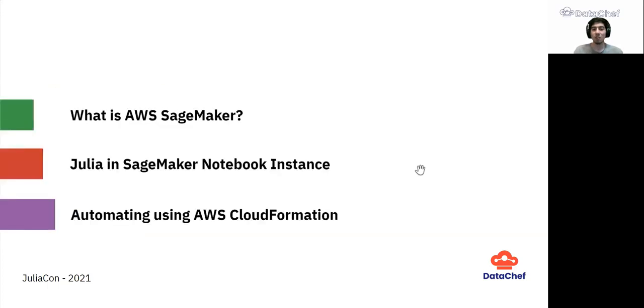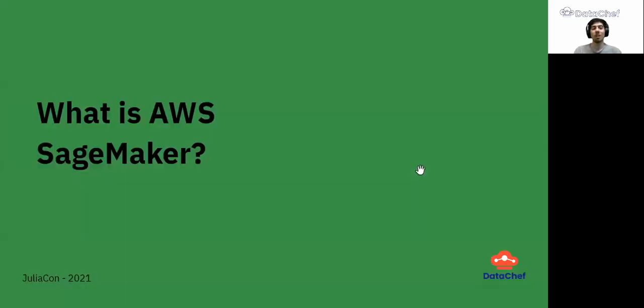We will start with a quick introduction to AWS SageMaker. After that, we'll go through each step needed to install Julia in this service. And finally, we will automate the whole process using AWS CloudFormation.